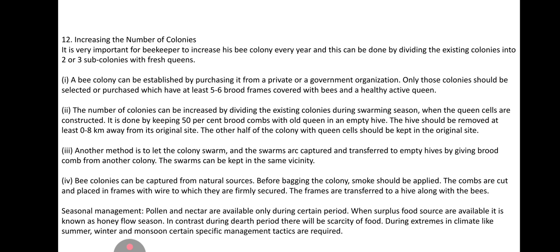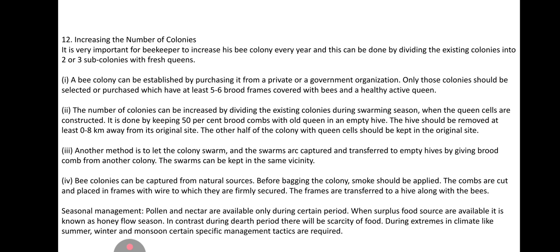Bee colonies can be captured from natural sources. Before bagging the colony, smoke should be applied. Combs are cut and placed in frames with wire to which they are firmly secured. The frames are transferred to the hive along with the bees.